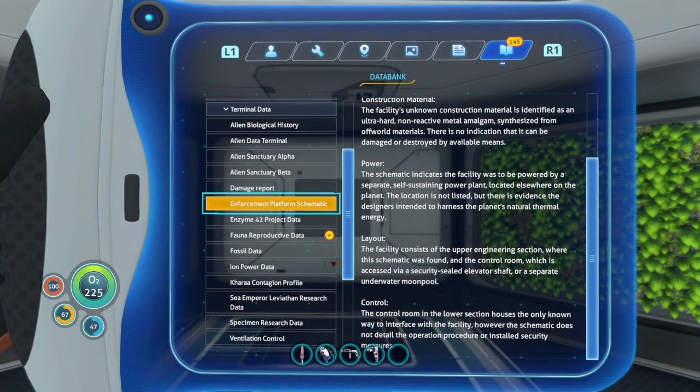Okay, so obviously, this is terminal data that you collect from the quarantine enforcement platform, as it's called, which is found, of course, on the island that's north to northeast of where you spawn. I keep saying north to northeast. North to northwest. I keep forgetting about that.